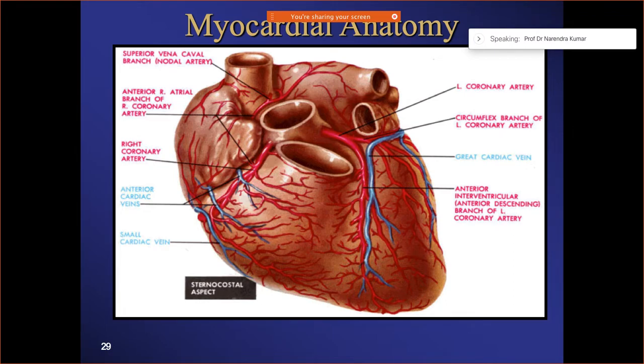The RCA also courses through the RA and RV, and the connection between these two structures can be evaluated by placing a mapping wire in the RCA. Also, note the close proximity of the SVC to the right superior pulmonary veins. And in fact, this is the other reason as well. A lot of times, if you're trying to do some interventions in the pulmonary vein, RSPV, you have to be careful that you may damage something, also in the SVC, in fact.